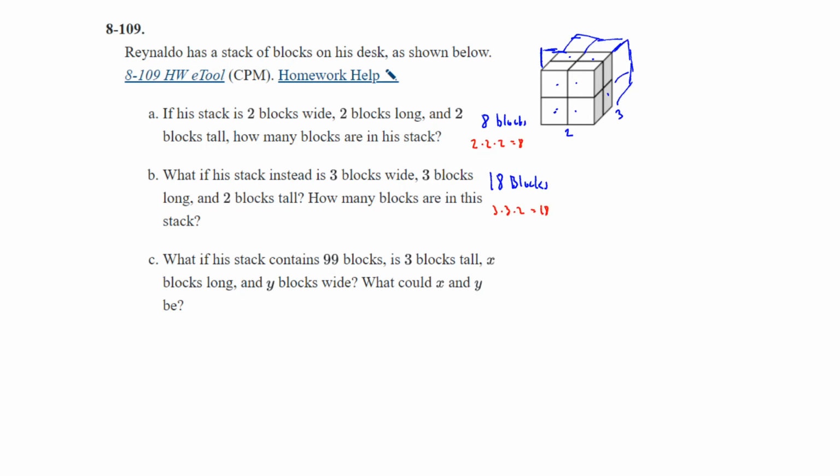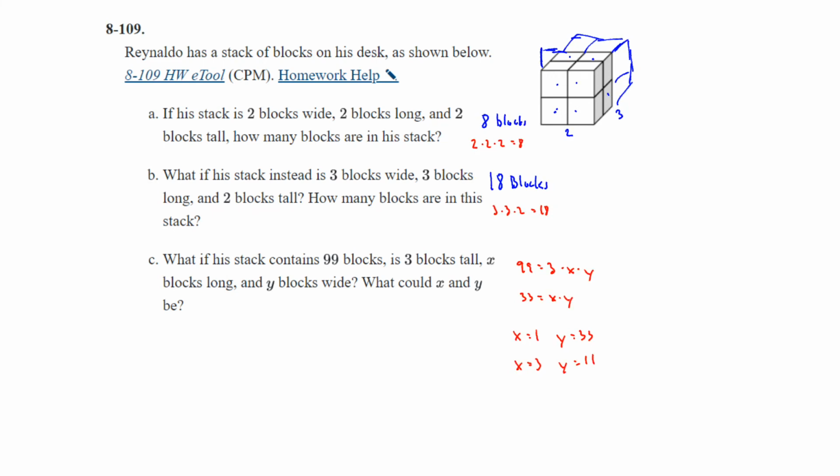So if a stack is 99 blocks, and we know it's 3 blocks tall, then we need some other numbers that multiply to give you the 99. So if we divide by 3, we have a couple of different options here. What 2 numbers multiply to give you 33? You could have some different combinations. We could say x is 1, and that means y would be equal to 33. We could say x is 3, and then that means y is equal to 11.